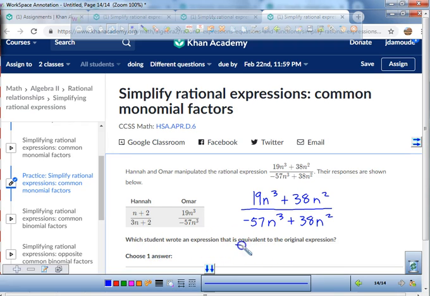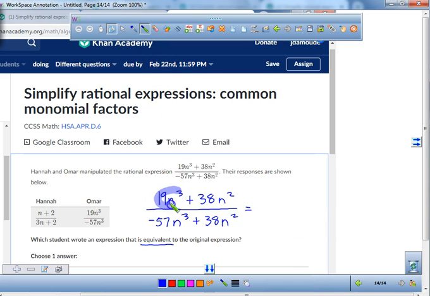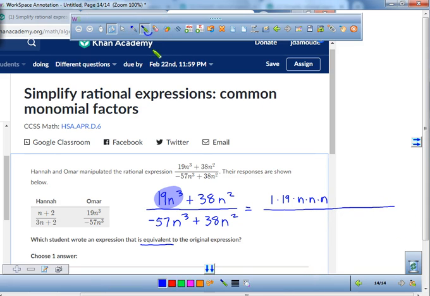So you don't have to write a simplified expression, you just have to find one that is equivalent to the original. What we're going to do first is I'm going to show you how to break down each of these monomials. This right here is considered to be a monomial, so we're going to write 1 times 19 times n times n times n. That is that monomial, broken down into its prime factors.